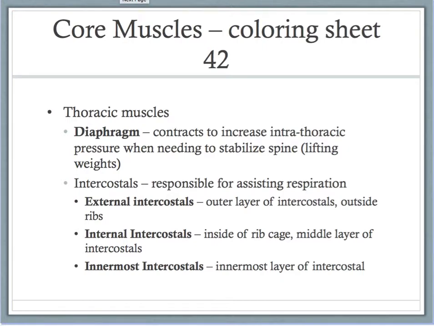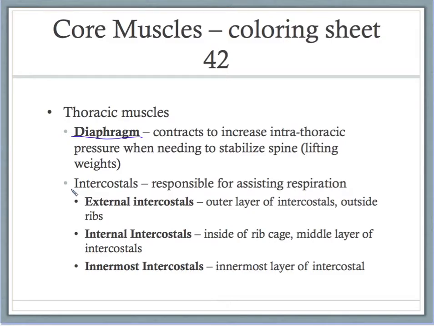You have a set of thoracic muscles that also have their own function. A very important one is the diaphragm. When your diaphragm contracts, you increase your intrathoracic pressure, which is needed to stabilize your spine for when you lift weights. So when you take a breath and you hold it, it increases this intrathoracic pressure, which keeps your spine safe when you do, say, squats. And you want to breathe out, obviously, and not hurt yourself, but increasing that pressure is really important so that you can stand with the weight on your back.